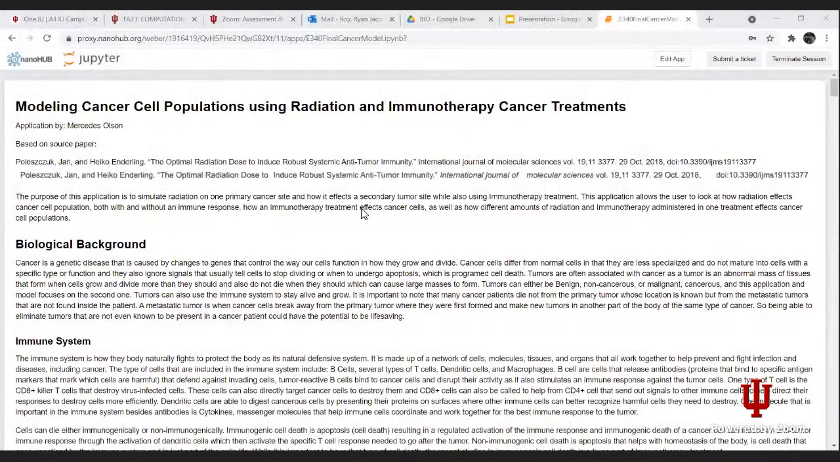Okay. I would like to start with the experiment itself and later move on to the presentation. So basically, the source paper is about the optimal radiation dose to induce robust systematic anti-tumor immunity. They look at two different treatment strategies for treating cancer, which are radiation and immunotherapy.